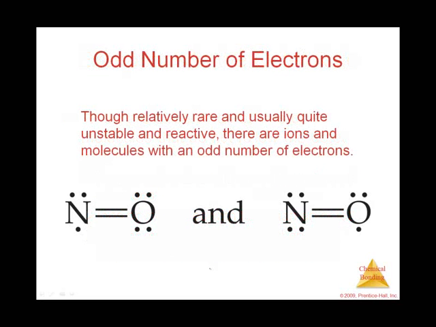So these are rare. Odd numbers of electrons. Here I have nitrogen monoxide, and it ends up with an odd number of electrons. Very rare, very unstable. Don't get asked much about this on the AP test.